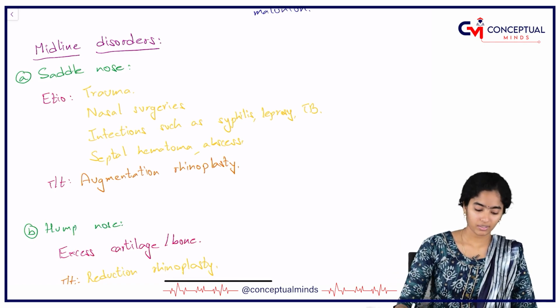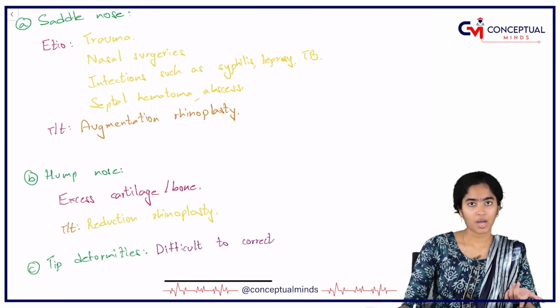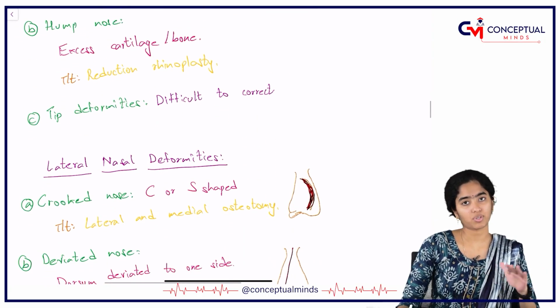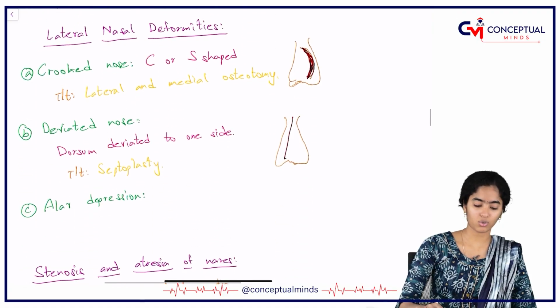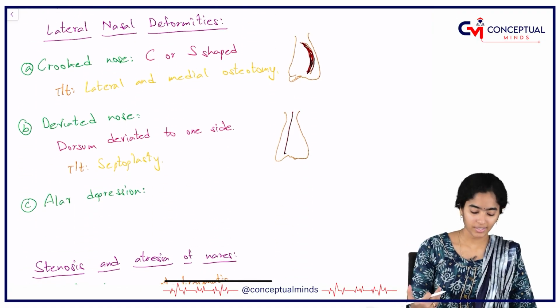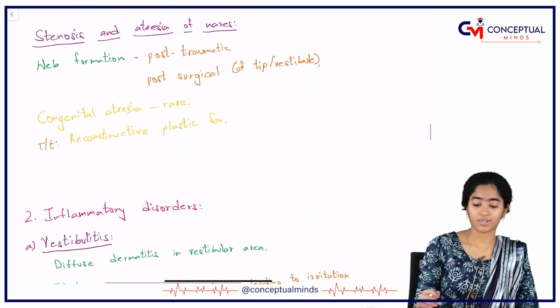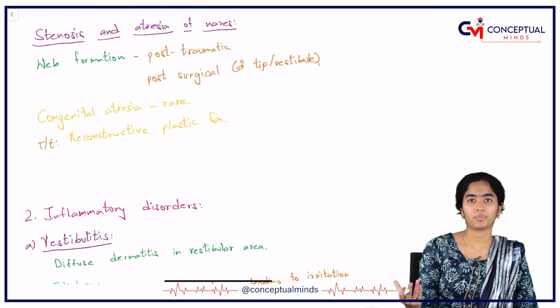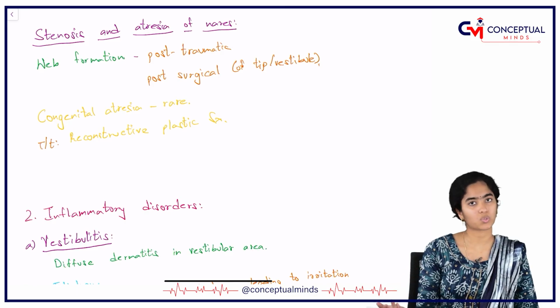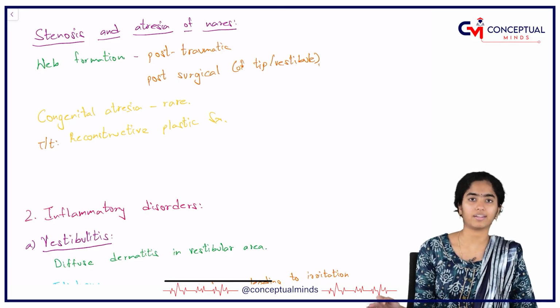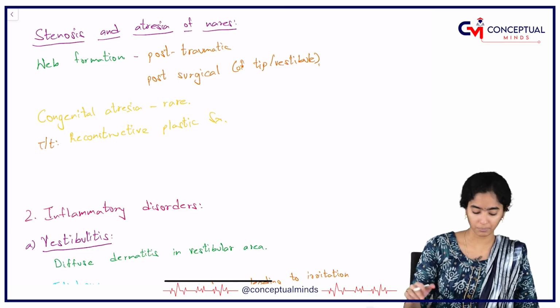So in midline, we have saddle nose, we have hump nose, and we also have various types of tip deformities. Under lateral nose, we have crooked nose, deviated nose, and also alar depression. Under stenosis and atresia of the nares, a web formation can occur either post-trauma or post-surgery, or sometimes very rarely congenital atresia can also occur.